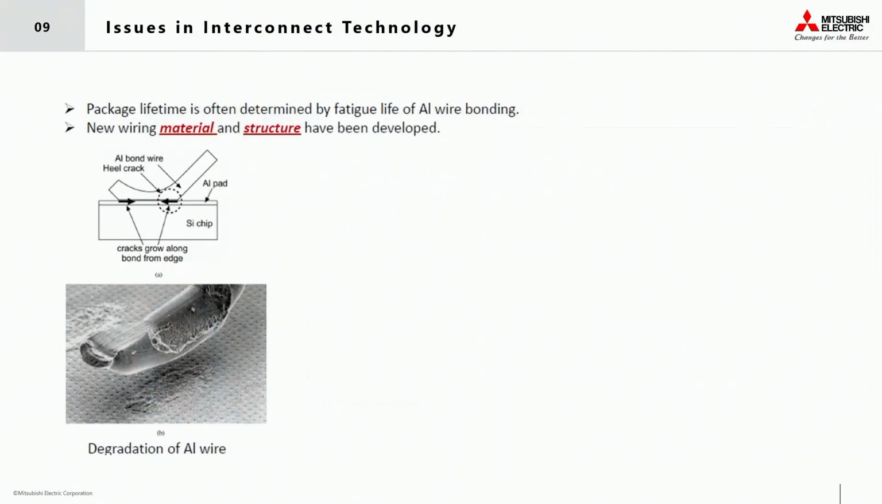As you know well, aluminum wires have been used for interconnections in power modules. These wires are solid-state bonded by ultrasonic onto aluminum layers on the chip surface. Under operation, heating and cooling are repeated, and thermal stress occurs between the chip and wire, which have different coefficients of thermal expansion. Then cracks grow along the interface from the bonding edge. This degradation of the aluminum wire usually decides the life of the power module.